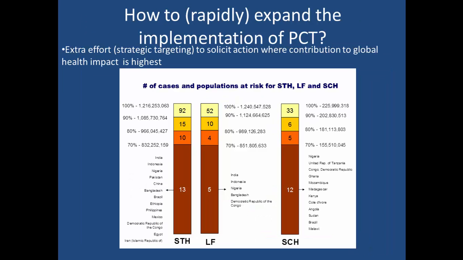And then, so how do you actually expand it? What you can do is, again, you have to deal with the ethics of this and the logistics of this. But basically, dealing with those 13 countries or 5 countries or 12 countries can reduce 70% of the incidence. If you could treat these 13 countries, India, Indonesia, Nigeria, Pakistan, China, etc., for STH, you can reduce 70% of the disease burden. For LF, it's even fewer countries: Indonesia, India, Nigeria, Bangladesh, and DRC, and you could treat, again, 70% of the population at risk.